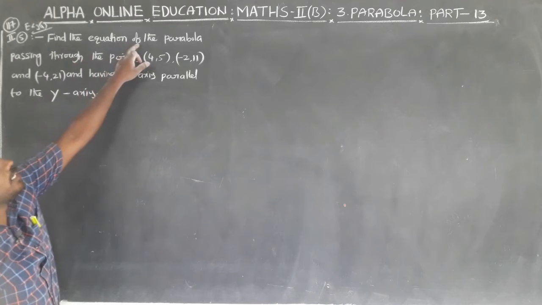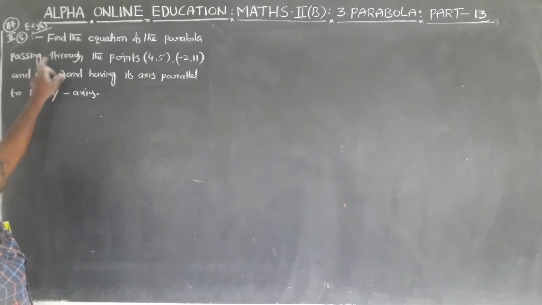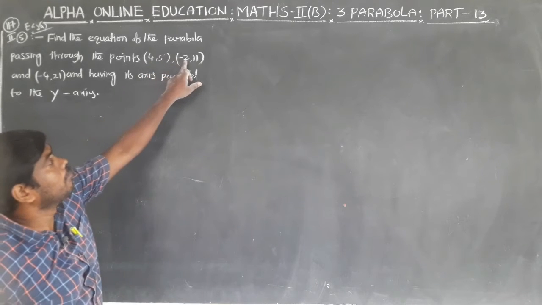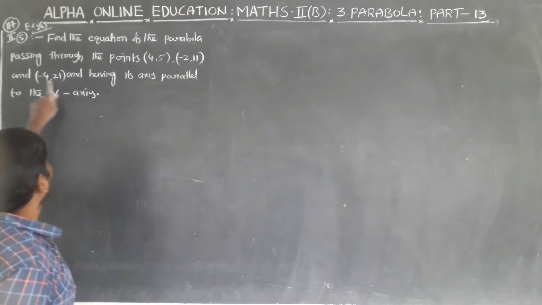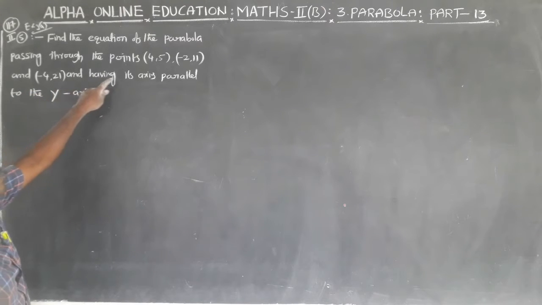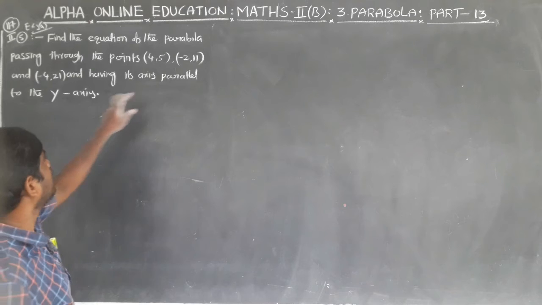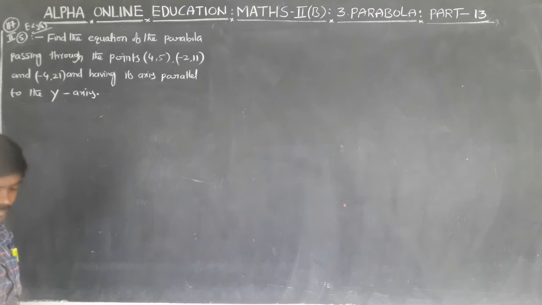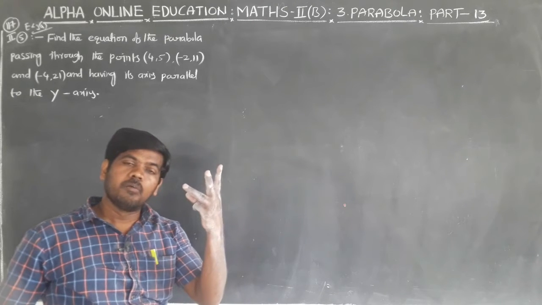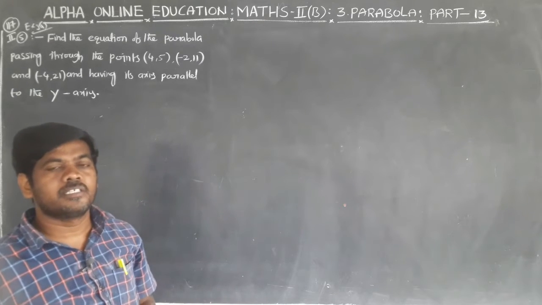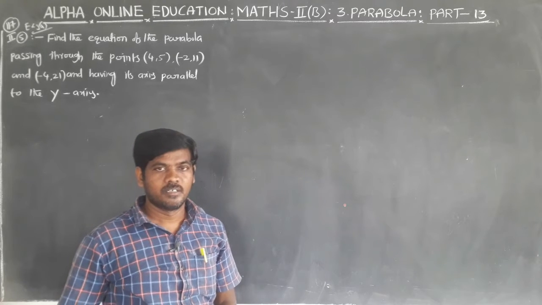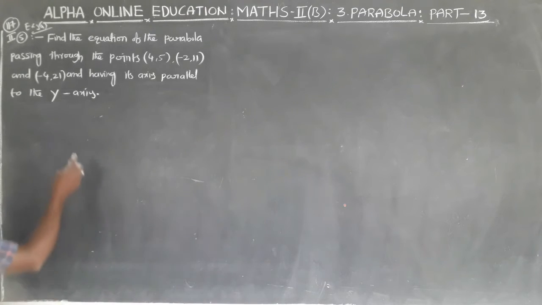Find the equation of the parabola passing through the points (4, 5), (-2, 11) and (-4, 21) and having its axis parallel to the y-axis. Here, find the equation of the parabola passing through the 3 points, and the axis is parallel to the y-axis.